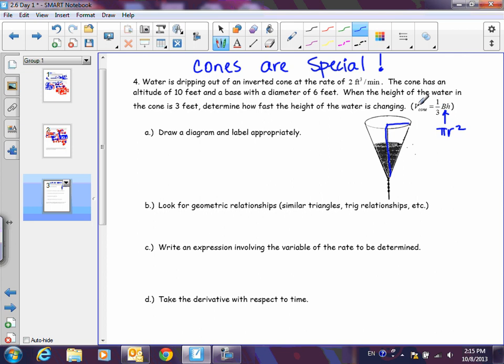How does volume of a cone relate to volume of a cylinder? It's a third of it. A cone is a third of a cylinder.